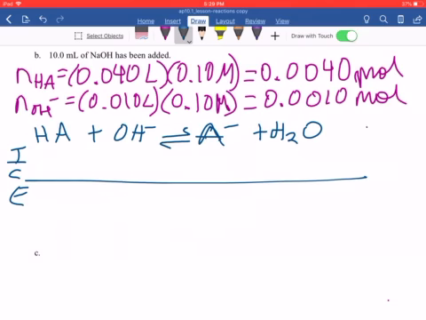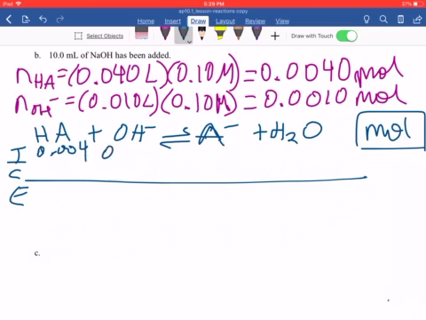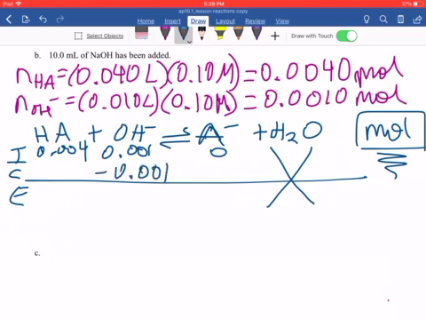For this one, though, our ice table is in moles instead of molarity. So just be careful with that because we need to divide by the total amount of liters at the end. And so initially, for acetic acid, we have 0.004. And for hydroxide, we have 0.001. We don't have any acetate yet because it's the initial. And water is liquid, so we can ignore it. We're going to subtract the smallest number. Whenever we have moles for ice box, we can subtract the smallest number. And so we are going to subtract 0.001.